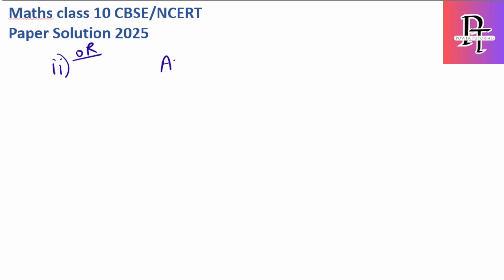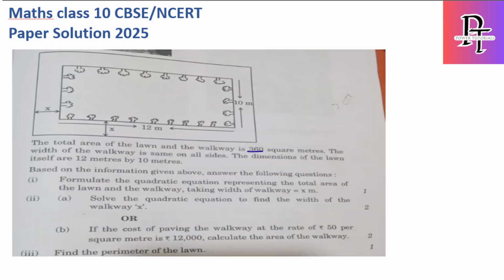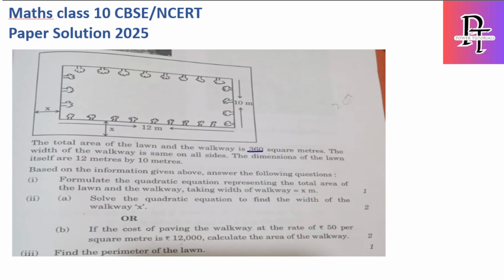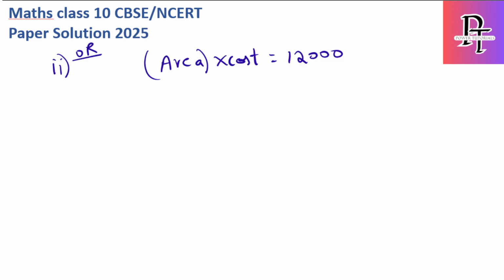So area into cost, how much did I mention? 12,000. Or 1,200? Let me just cross check. 12,000. Cost of paving the walkway at the rate of 50 per square meter is this much, calculate the area of the walkway. So it is an easy direct answer, because area into each square meter cost.